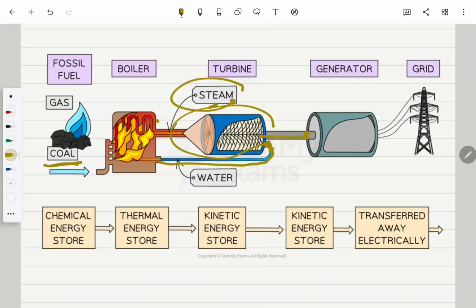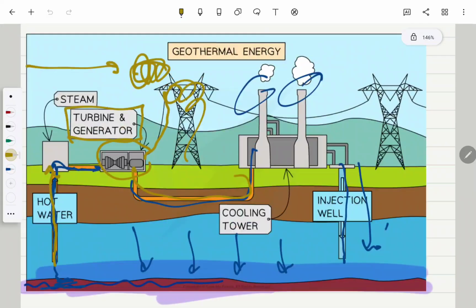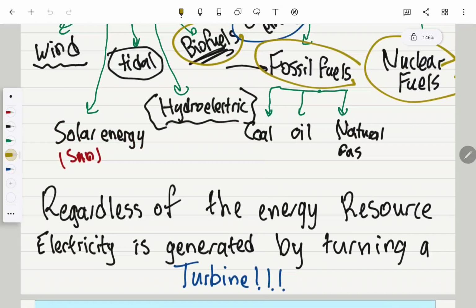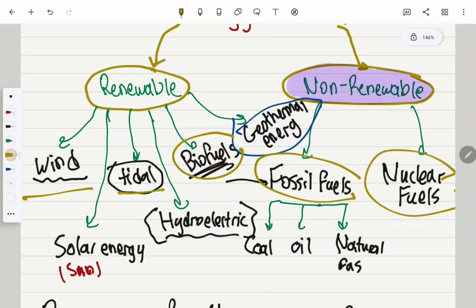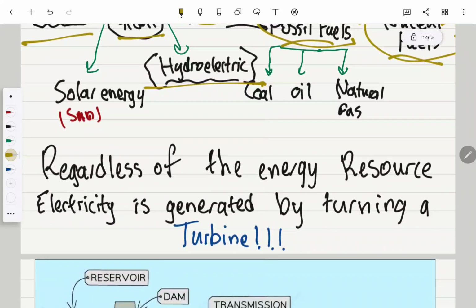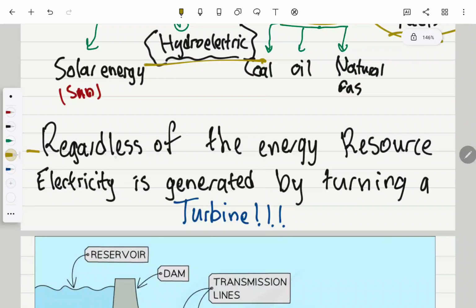Right, so what I want you to understand is that out of every one that we mentioned up here, talking about wind, tidal, biofuels, geothermal, fossil fuels, nuclear or hydroelectric, all of them work in the exact same way. And this is why I wrote right here that regardless of the energy resource that you're using, electricity is generated by turning a turbine. So always you're going to end up with something that spins around. We name this something that spins around the turbine.